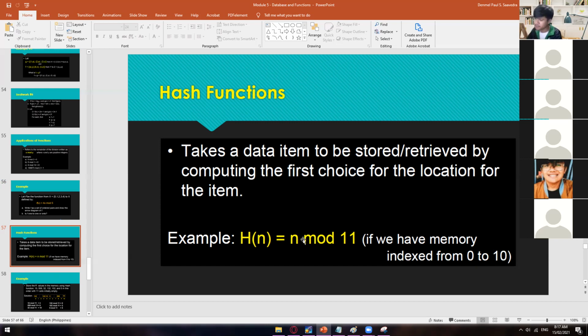Like for example, we have n mod 11. Depending on the size of your memory, for now we have a memory of 0 to 10. Take note, in memory we don't start with 1. We always start with 0, and above. As you can see, 0 to 10 is a total of 11 cells. That is why it's mod 11. Depending on the storage of your memory will be the limit of your modulus.